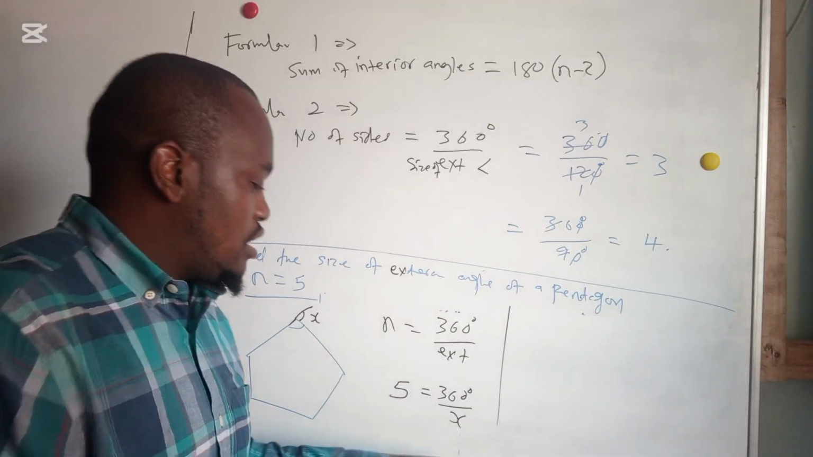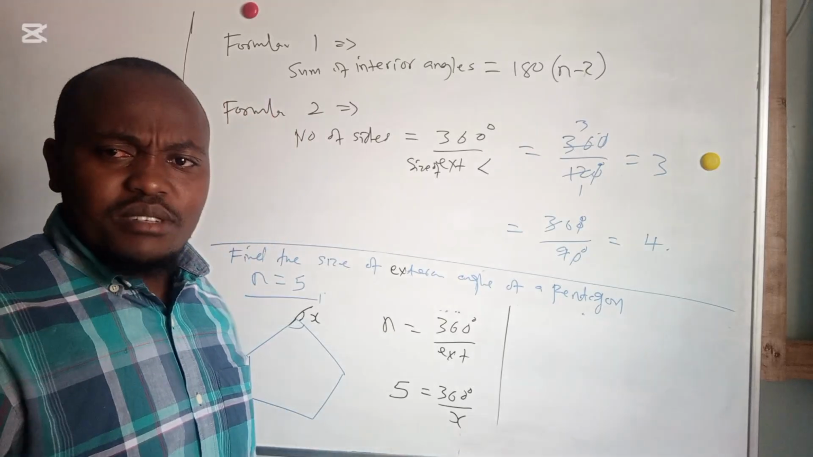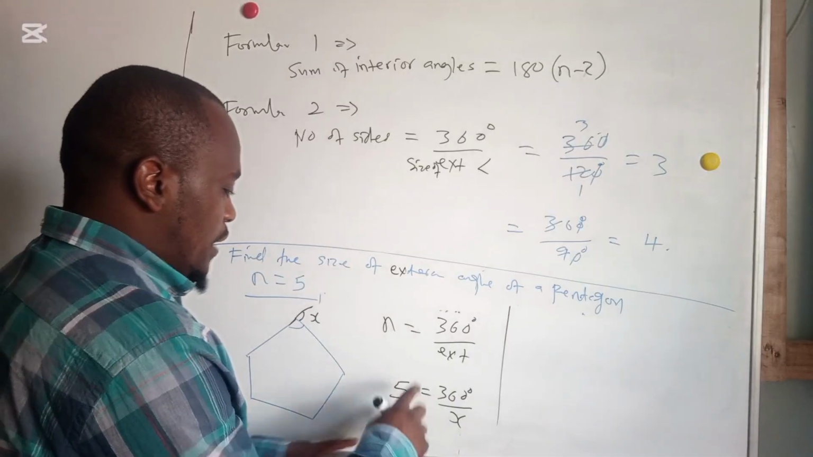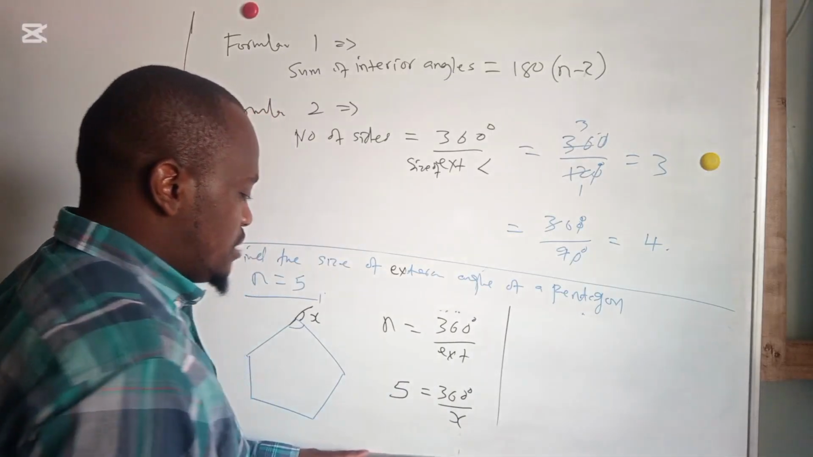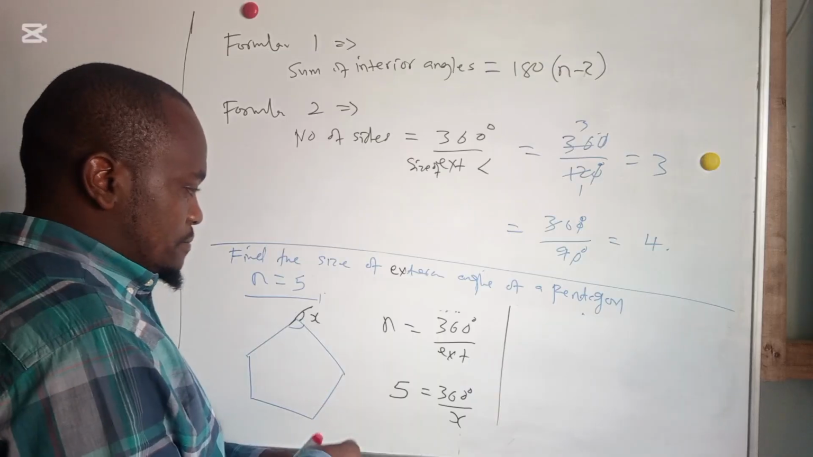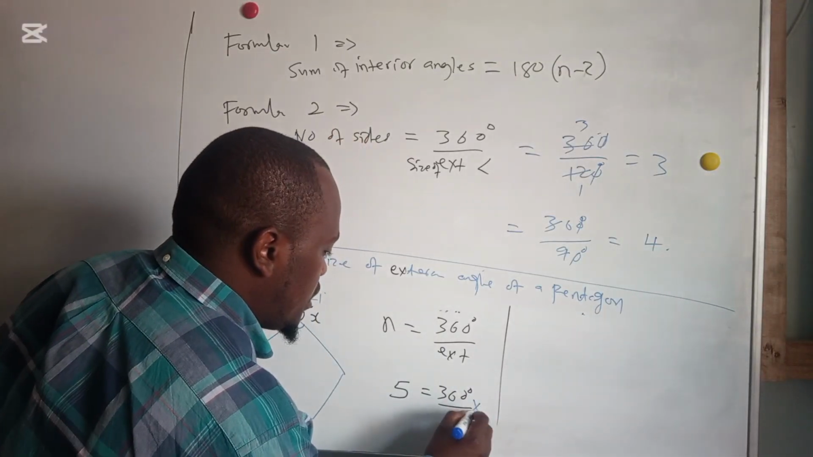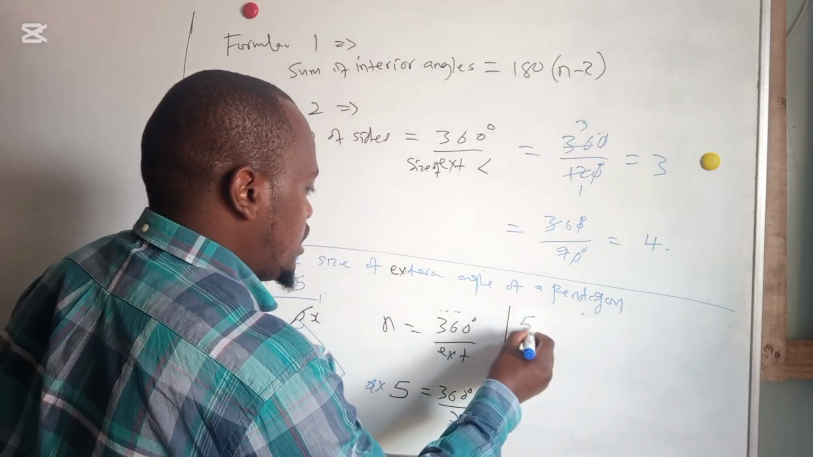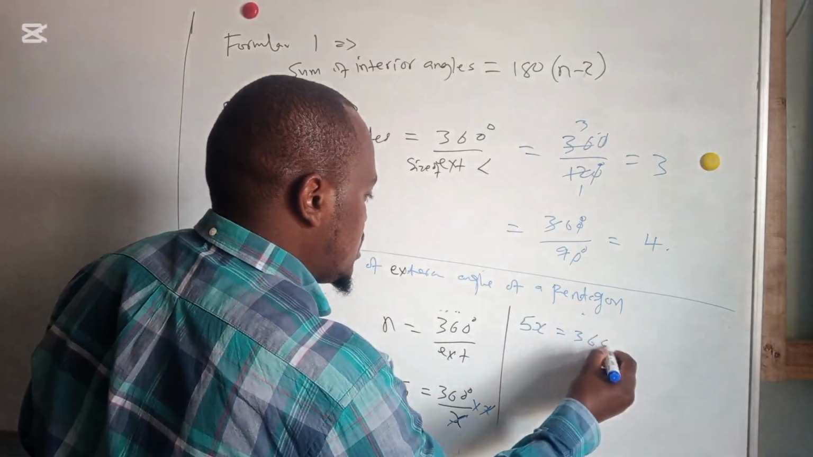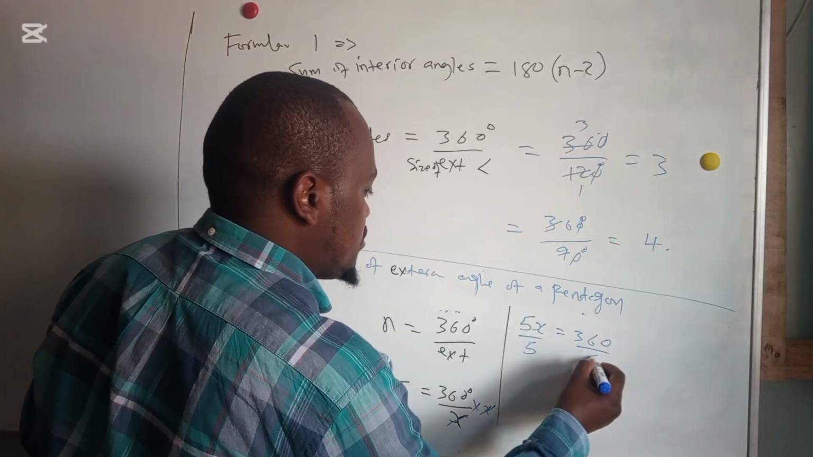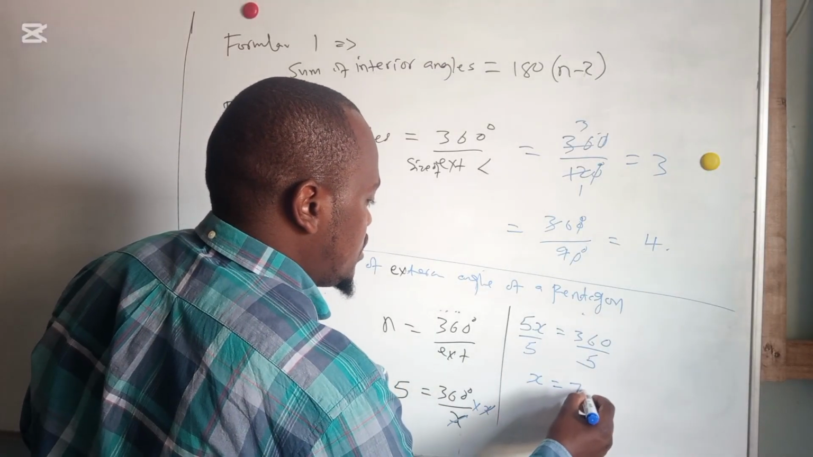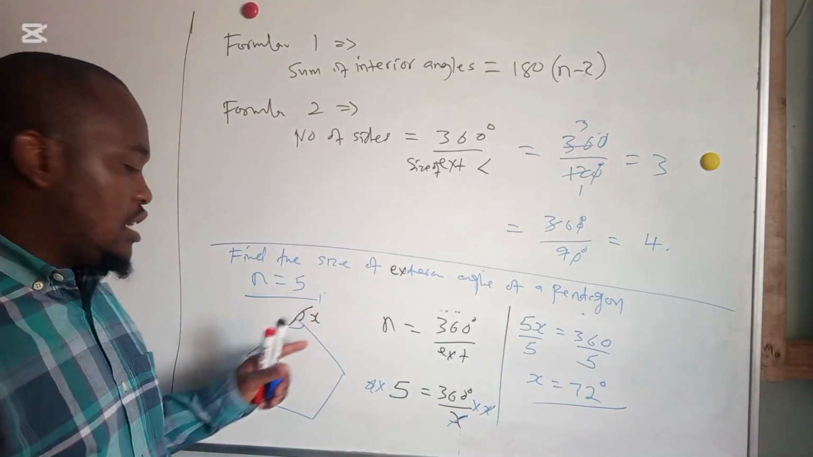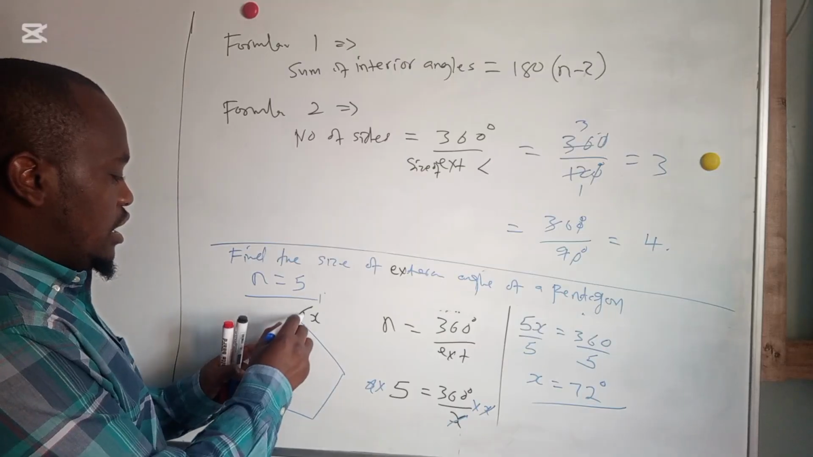When you have such an equation and you only have one unknown, it is pretty easy to solve, isn't it? Now here you make x the subject of the formula. How do you do that? You multiply by x on both sides. This will cancel with this, so you have 5x equals 360. To get x, you divide by 5. So x there is 72 degrees.